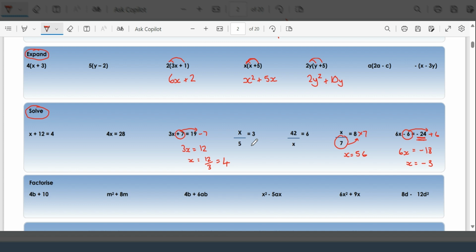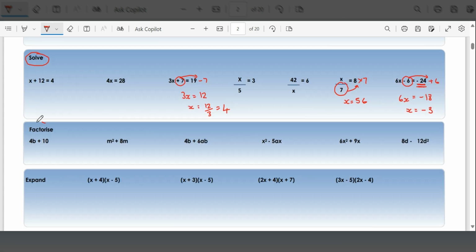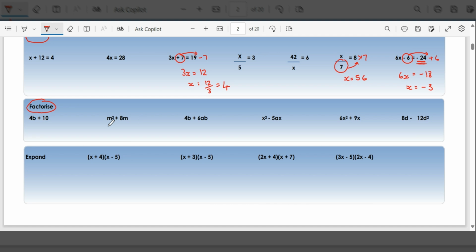Okay. The fourth word, factorize. Put into brackets. Okay. What can we take out? So here, the biggest thing I could take out here is probably the number 2. They both divide by 2. So that's the biggest factor. Factorize, factors. All right.